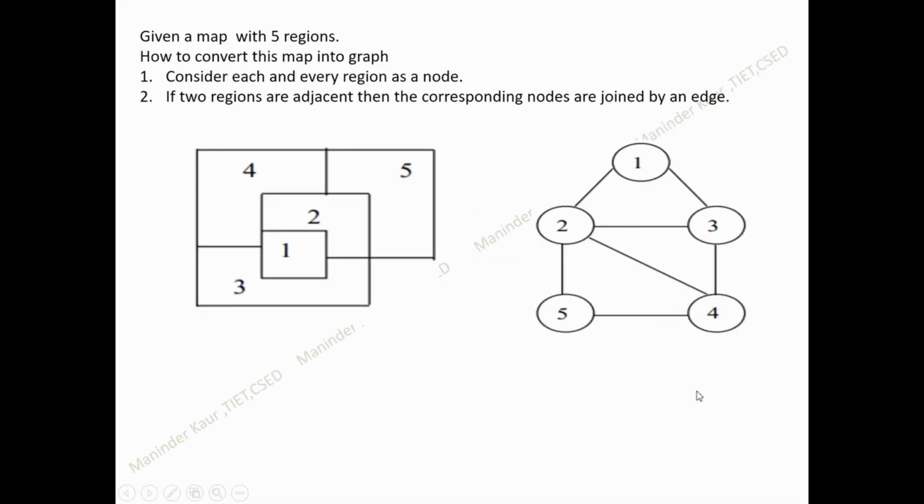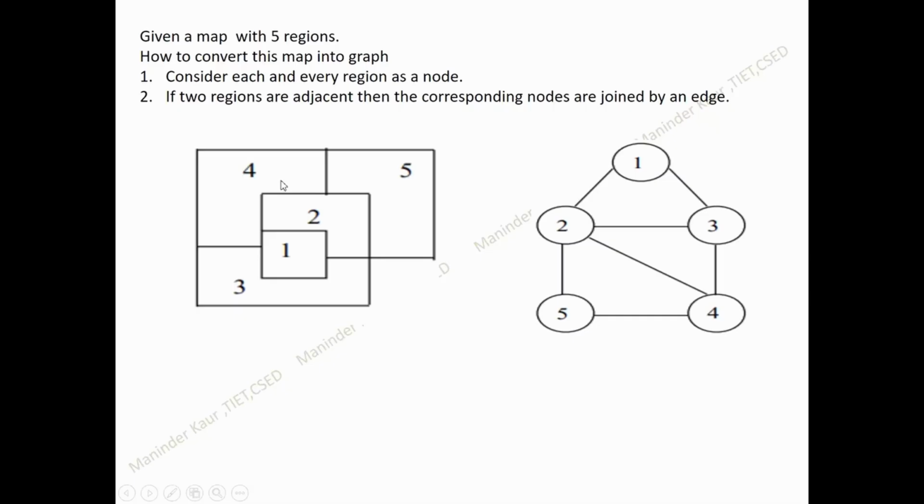Now generally, if some form of map is being given, how can we convert this map into the form of a graph? For that, different regions are given for a given map. Here 5 regions are given. Now here, region 4 is adjacent to 5, so we can make an edge from 4 to 5.